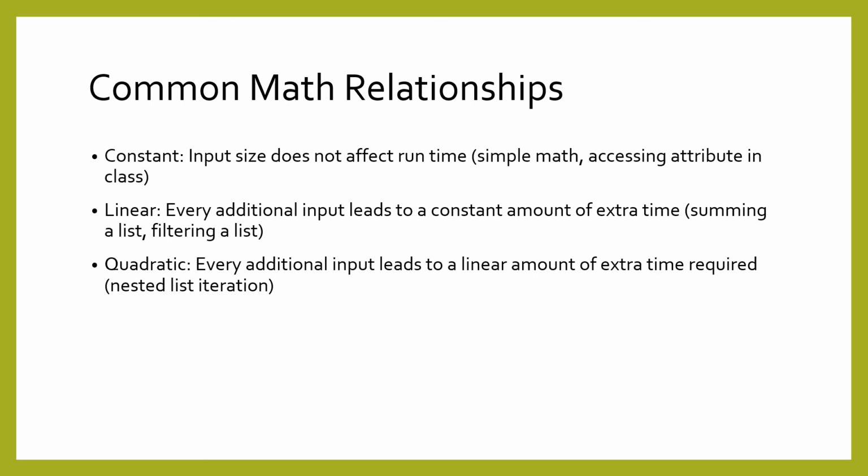The last relationship we'll talk about here is quadratic, where the input size increasing means linearly increasing the time required. We see this when we are iterating through a 2-dimensional list. Each time we add another row, we are really adding a bunch of elements. Quadratic growth can get out of hand quite quickly, and is not a good situation to be in. Ideally, our programs would be constant time, but that is rarely the case for most interesting programs.